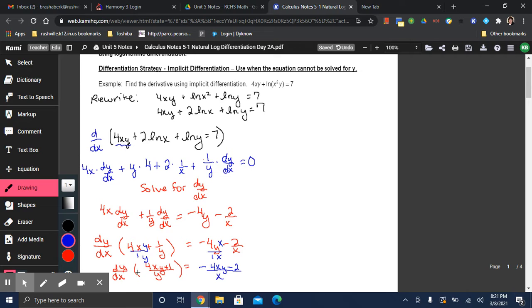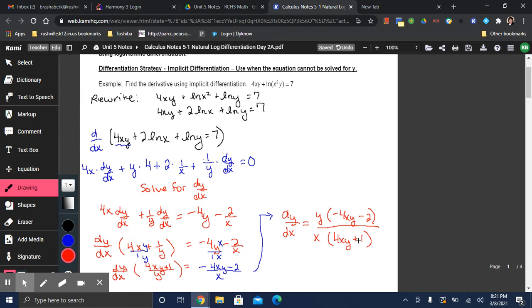So now to get dy dx by itself, I can multiply by this reciprocal. So I'll have dy dx equaling, and then the reciprocal multiplied on both sides would give me y times negative 4xy minus 2 over, and then for my denominator, I'll have x times 4xy plus 1.